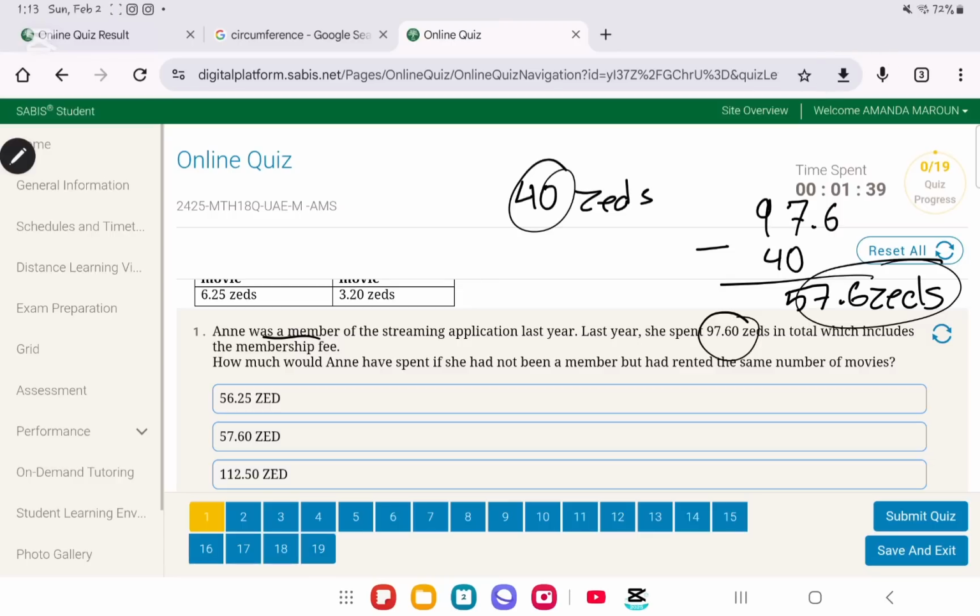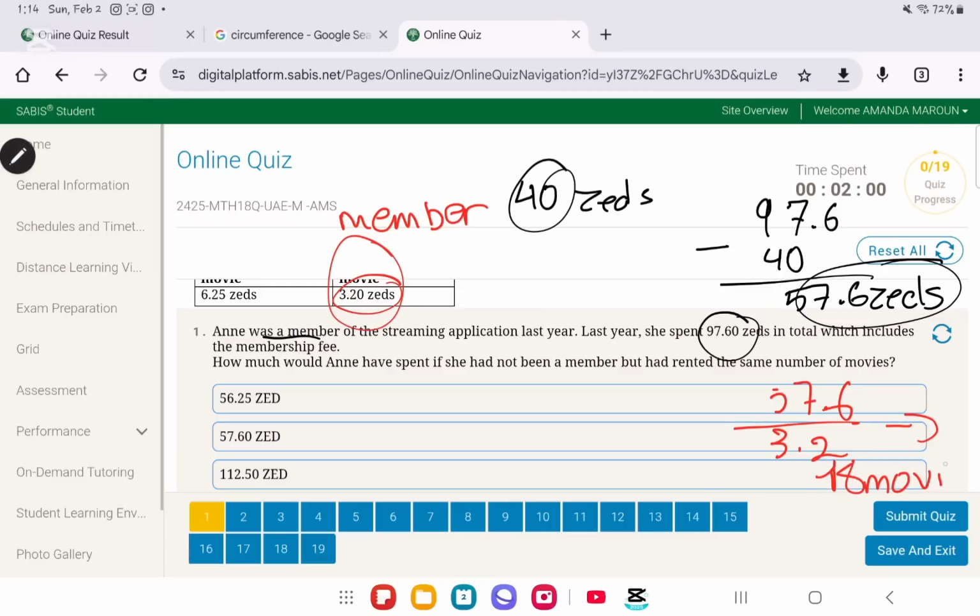Okay, so they're telling us that if you are a member, per movie you pay 3.2 Zs. So she paid for how many movies? 57.6 divided by 3.2, which is then 18 movies. So in total, Anne paid for 18 movies.